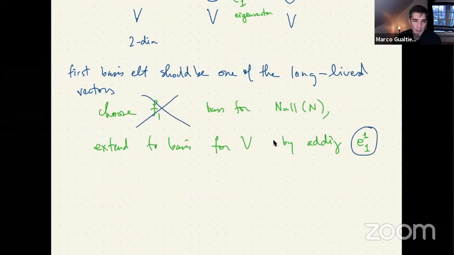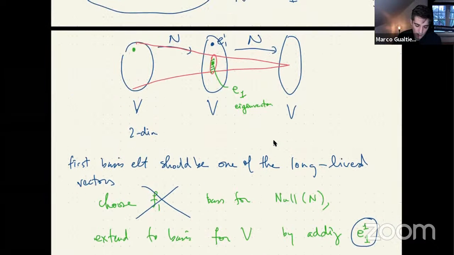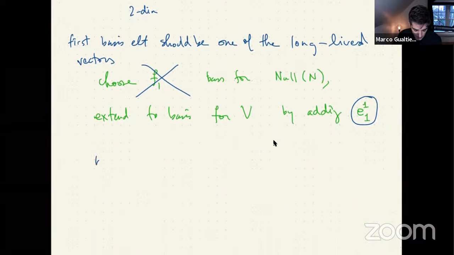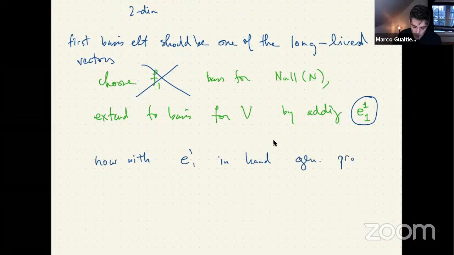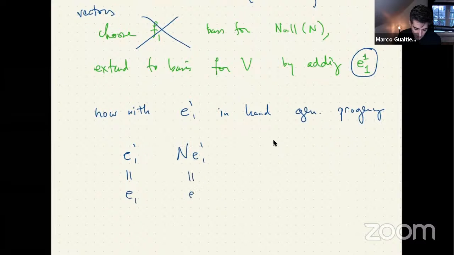I forget about F1. I only used it to get to my goal, which was to choose this E1, which was one of the longest lived vectors, the one that has length 2. Okay, and now with E11 in hand, we generate the progeny. We take E11 and then we apply n to it. And we call this the first basis element, E1, and this the second basis element.